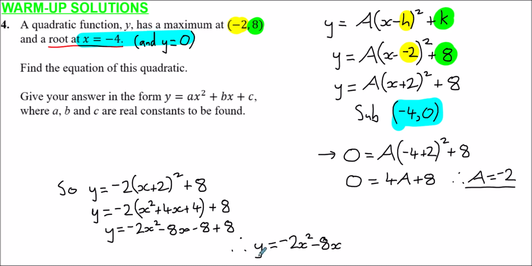And so we've now solved this one. And so in our case, A is minus 2, B is minus 8, and C is actually 0. But this is still in the correct form, so we've done all the warm-up questions now.